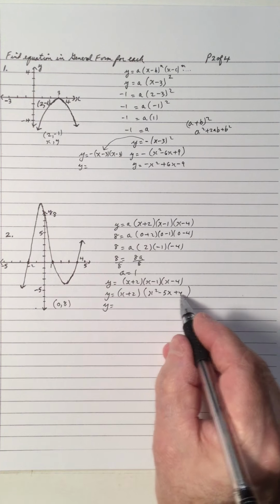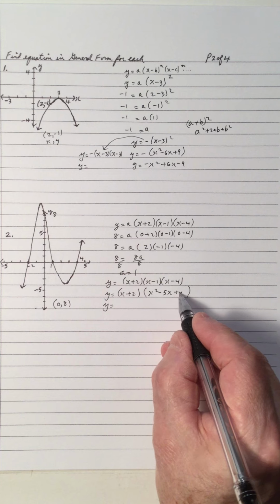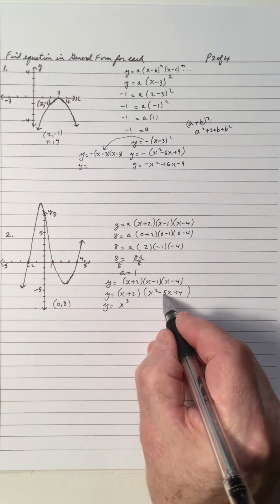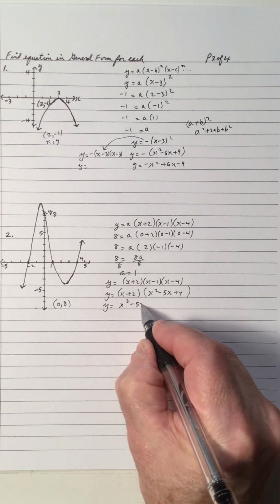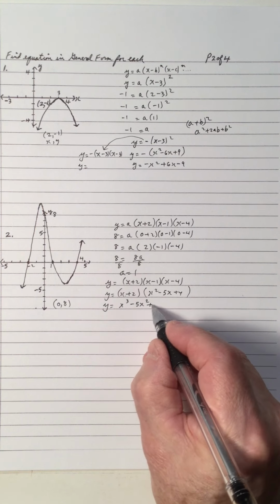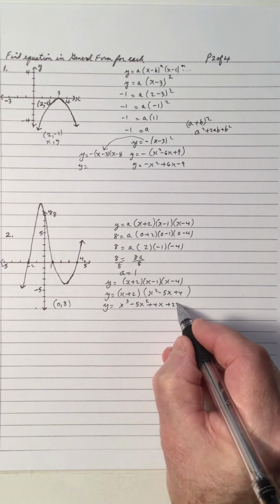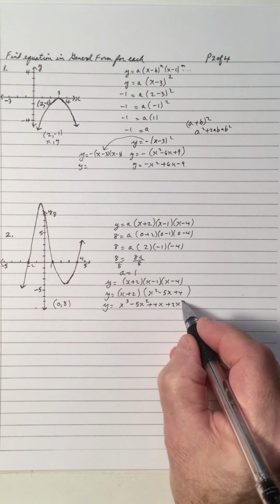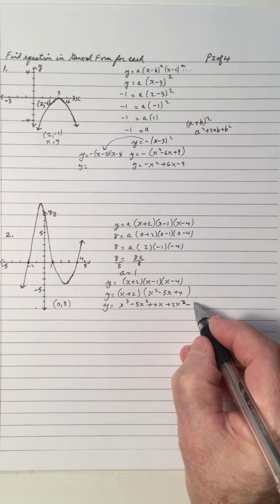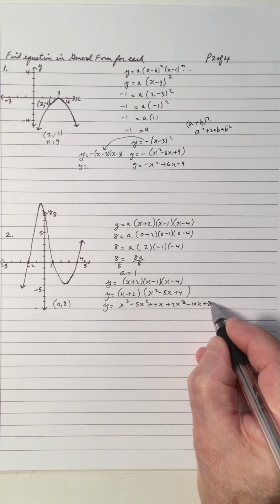And now we multiply the binomial times the trinomial, and we get x multiplied by these three terms. So x times x squared, x times negative 5x, and x times 4. Now we go 2 times x squared, 2 times negative 5, and that gives me negative 10x, and 2 times 4 is 8.